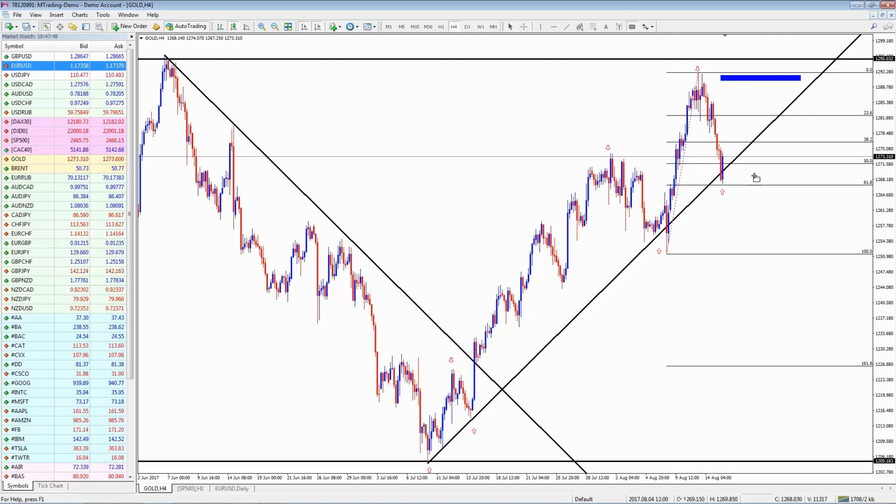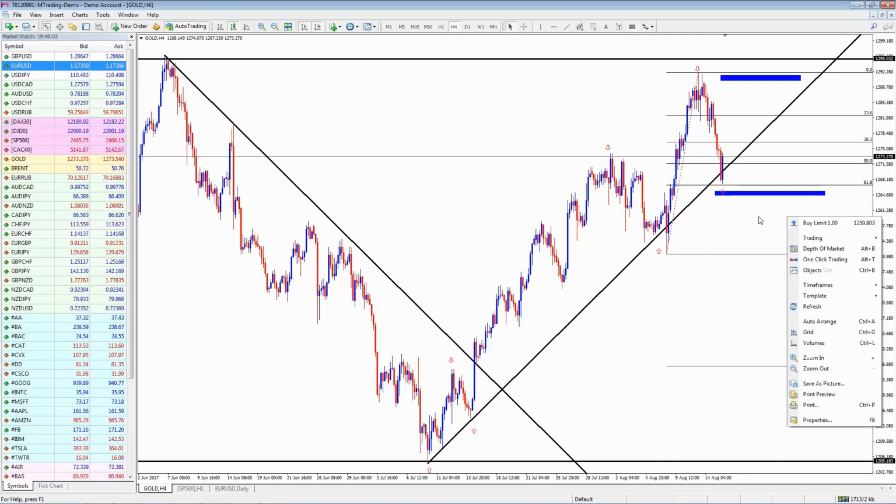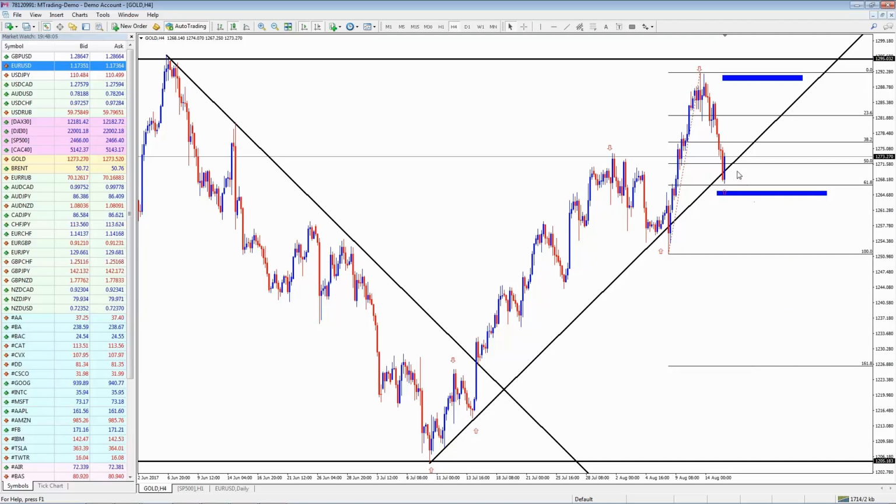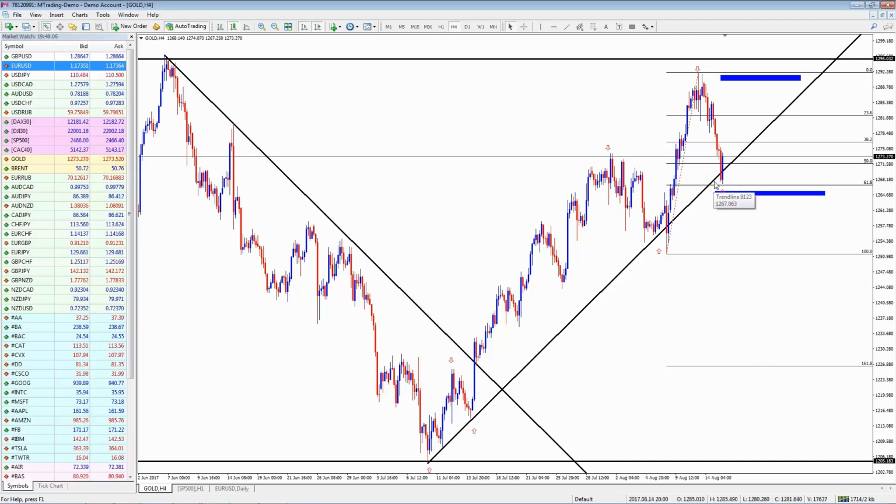For my stop loss placement, now that I've defined there's buying pressure here, this being that low, this is the area where I'm looking to place my stop. I may decide to add a buffer to this, but this will be the area where I'm looking to place my potential stop loss.